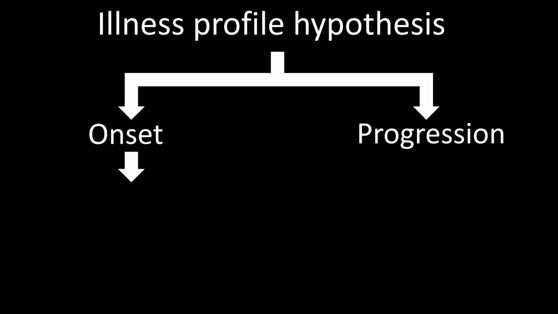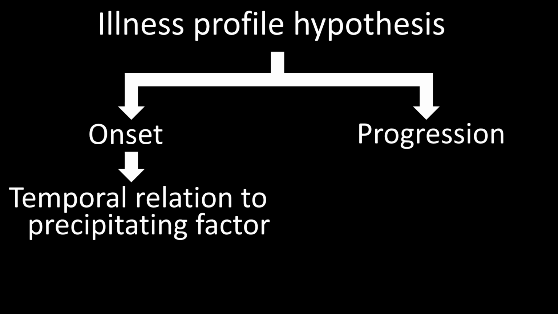Under onset, often referred to as mode of onset, I like to consider the temporal relation between the first manifestation of the illness and the precipitating factor when appropriate, the tempo of the illness, that is, the velocity at which the symptoms develop during the onset, and the duration of the onset, that is, the boundary between the onset and the follow-up course, to which we are referring as progression.